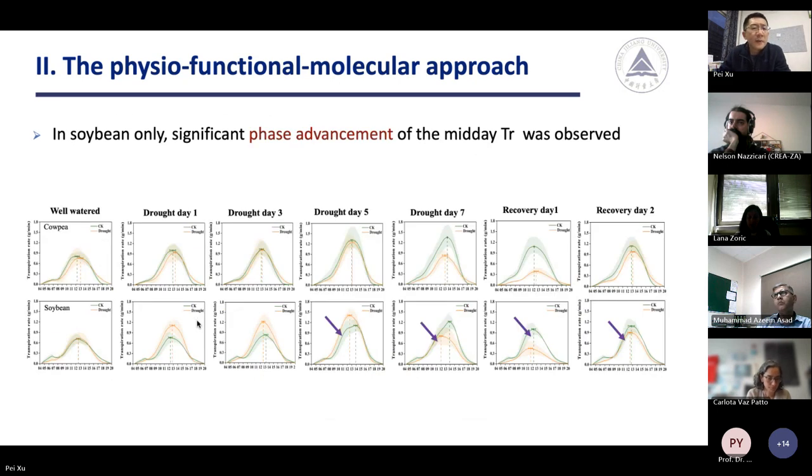We also were able to find a soybean-only interesting phenomenon, which is a significant phase advancement of the midday transpiration. As you can see here, 5 days after drought, the daily maximum transpiration rate appeared earlier, by 1 or 2 hours, and it becomes even more evident on the seventh day. And upon recovery, or water resumption, the phase advancement diminished.